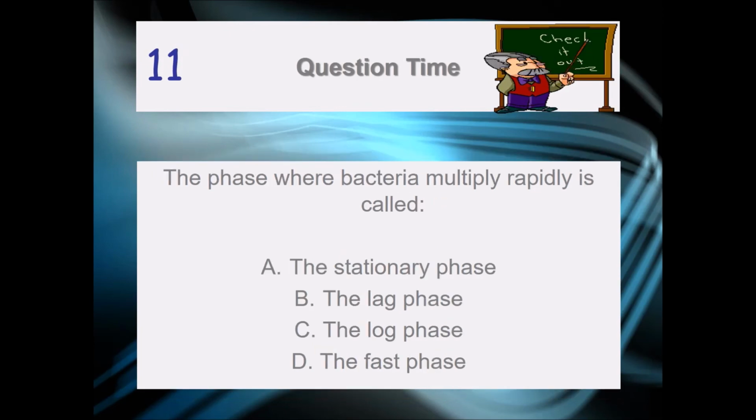Question 11. The phase where bacteria multiply rapidly is called A. The stationary phase, B. The lag phase, C. The log phase, or D. The fast phase.